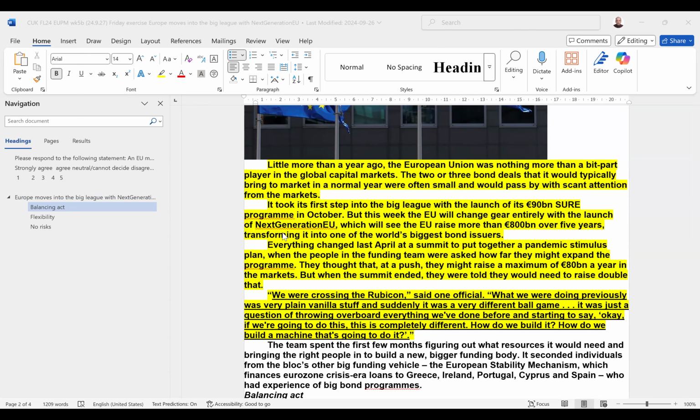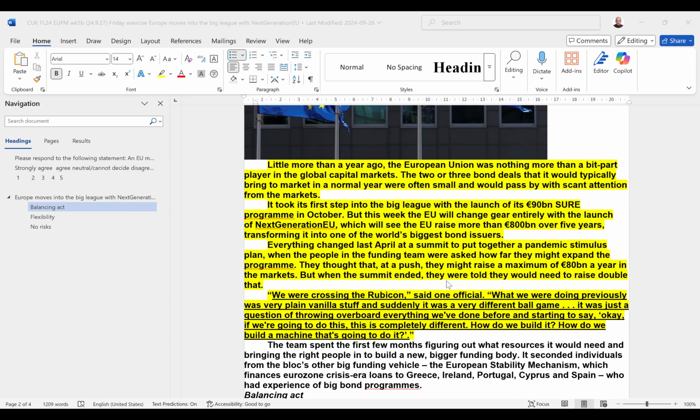And everything changed in April 2020, at the beginning of the pandemic, at a summit to put together a pandemic stimulus plan. When the people in the funding team were asked how they might expand the program, they thought at a push they might raise a maximum of 80 billion euros a year in the markets.